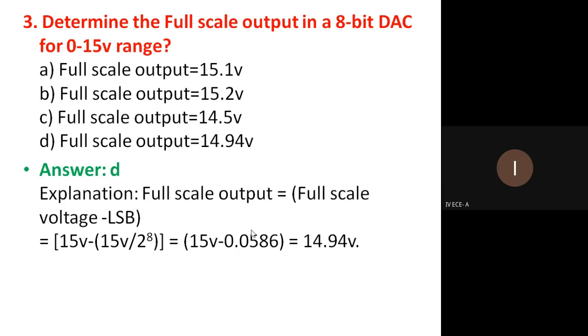Next. Third problem, determine the full scale output voltage in an 8-bit DAC for 0 to 15 volt range. This is the given problem. Options for full scale output voltage are 15.1 volt, 15.2, 14.5, 14.94. Here the option is D. Explanation: full scale output voltage is equal to full scale voltage minus LSB.